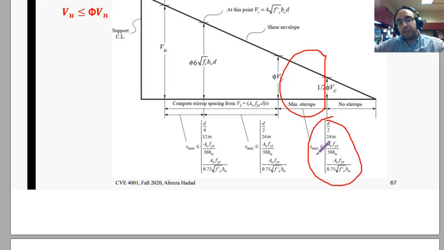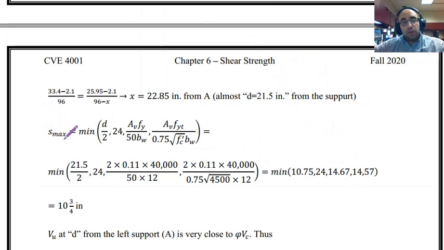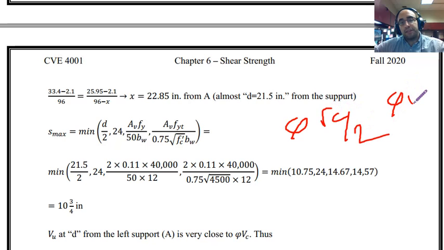The spacing between stirrups should be minimum of these values. So the maximum spacing, and it is called maximum spacing because we are providing minimum stirrups, because the shear is between Vc over 2 and Vc.